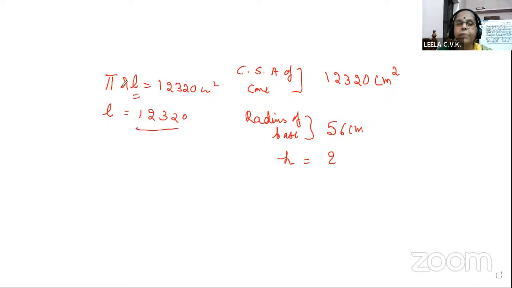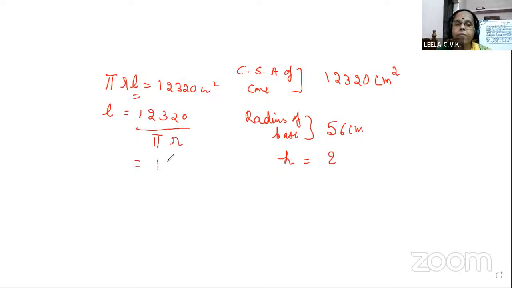So that is 12,320 divided by, this was multiplication. When it goes to the other side, it will go to division, isn't it? When it goes to the other side of the equal to symbol, the operation will change, not the sign. Subtraction becomes addition, addition becomes subtraction, multiplication becomes division. So pi will come down and R also will come down.